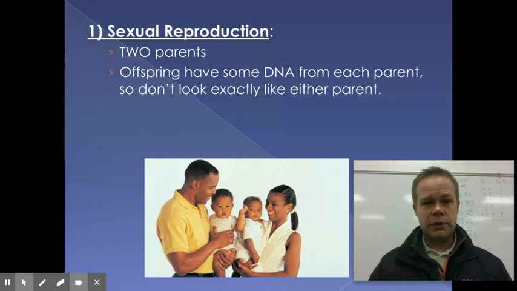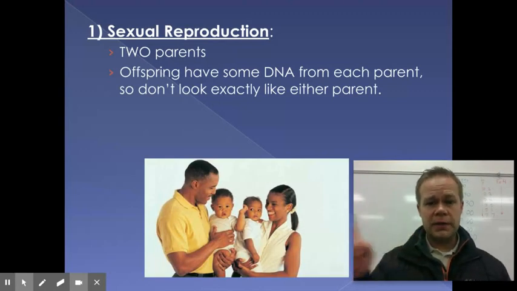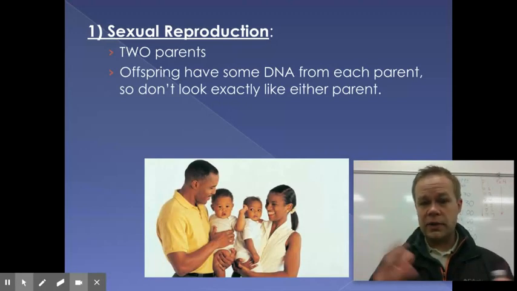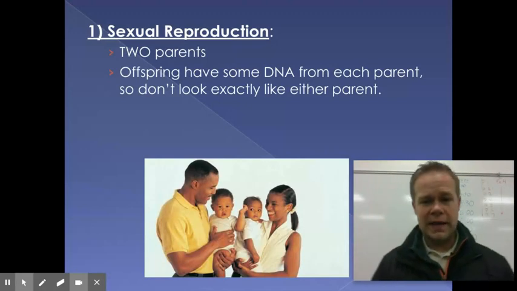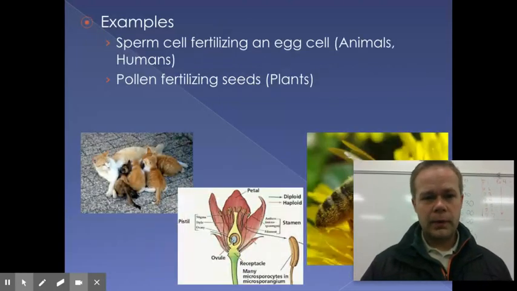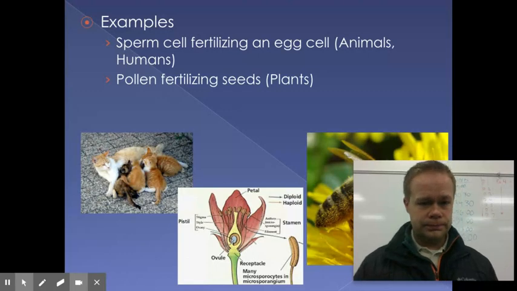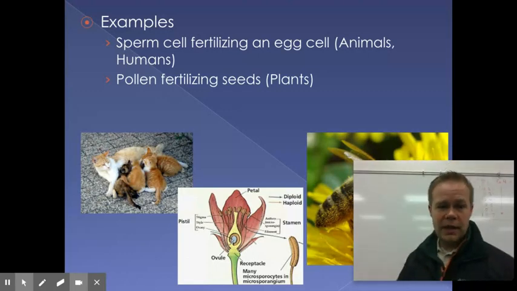So this is sexual reproduction. Two parents involved, each one gives half of the DNA, and the child gets a mixture. So they aren't a little clone. They don't look exactly like either one. Okay, feel free once again to pause this if you need to. Please write down these examples.